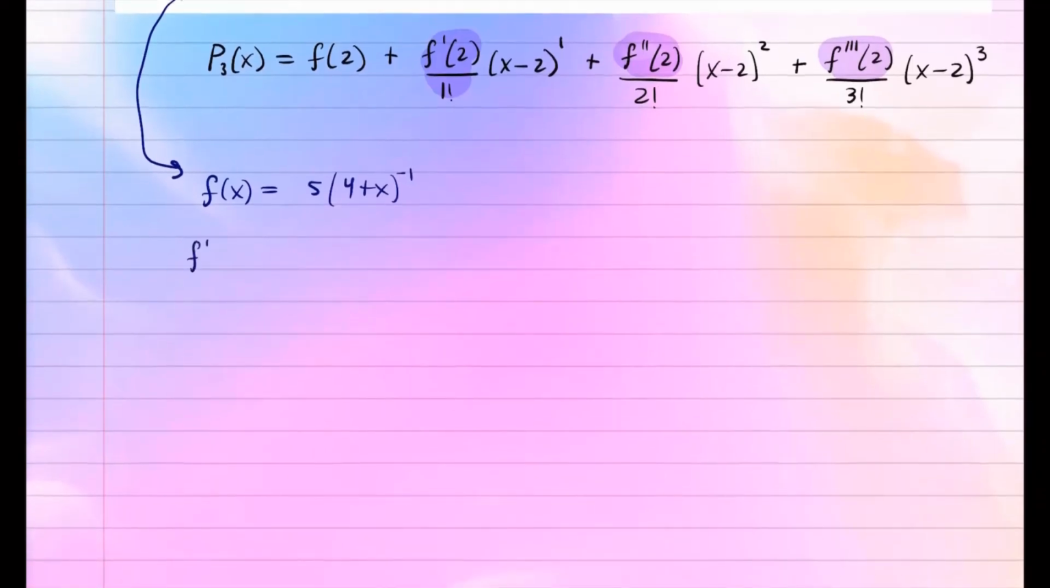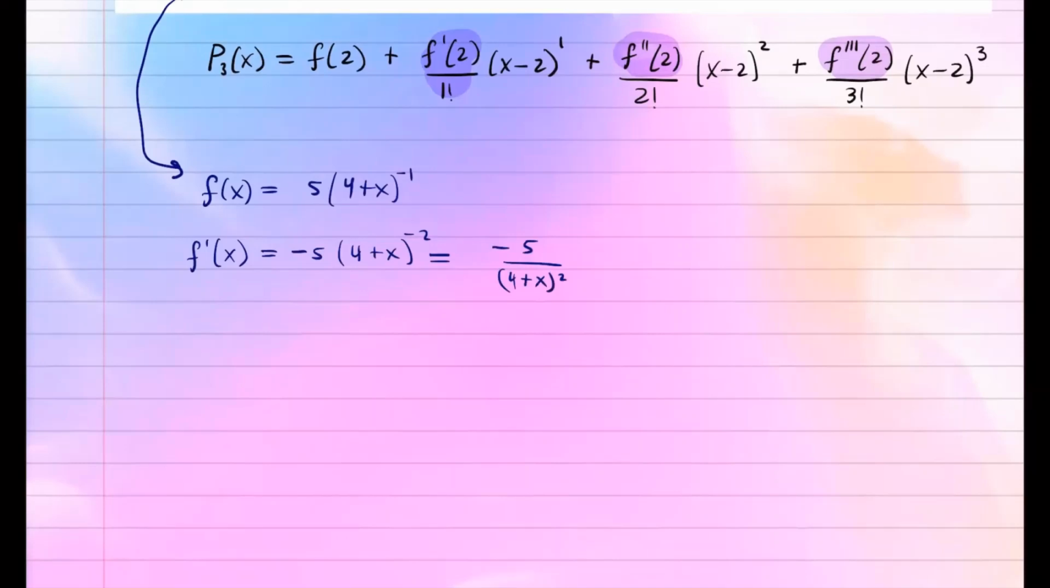So let's find the first derivative of f of x. You bring down the power, subtract 1 from the power, and then use the chain rule, differentiating the inner function. So this will be negative 5 times 4 plus x to the negative second power times 1, because the derivative of the inside, which is x, is 1. I'm not going to write that. If I simplify this, it will be negative 5 over 4 plus x to the power of positive 2. I'm going to evaluate them a little bit later.